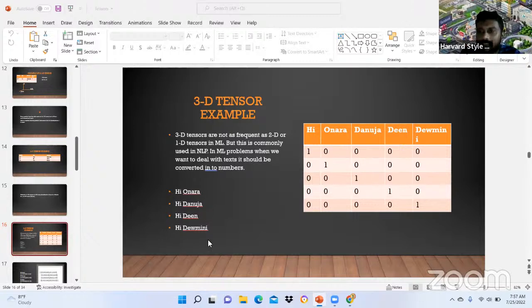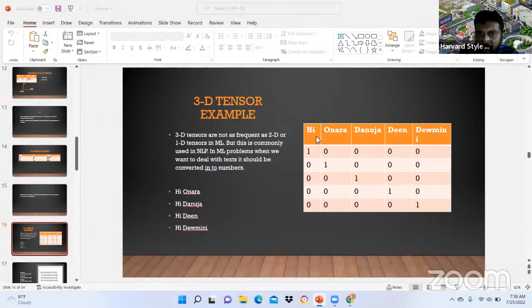I want to make an implementation for these things. What is the process of doing this? How do you store these things first? Now what I'm doing, I will be making this type of table: the word hi, the word Onara, the words Danuja, Dean, and Devni. Now, if the word hi is there, I will put 1. The rest of the things 0. Okay, that means only 1 is coming for this hi. Now, these are zeros.